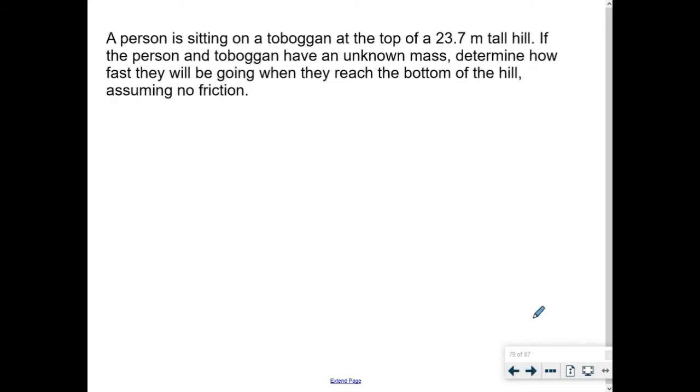I call these build your own formula scenarios, where we're going to use formulas off your data sheet, but put them together and mesh them together based on the scenario. So here's a scenario. We have a person sitting in a toboggan on top of a 23-meter hill. I'm going to draw a big picture here. Here is a hill.